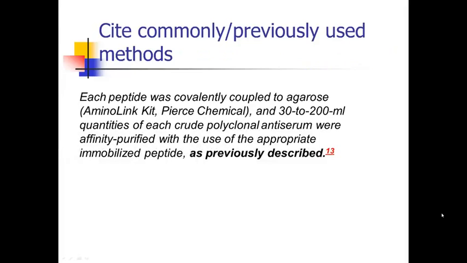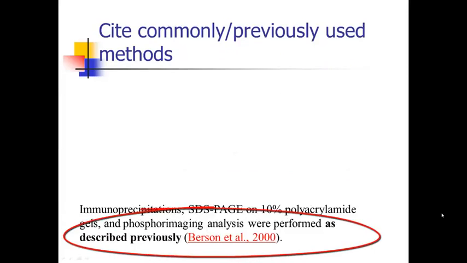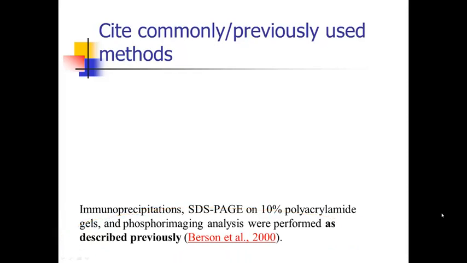Another way to make life easy for your readers is, for commonly used methods or things that you've already reported about, rather than going into all the details, you could refer the reader to those references, especially if it's not really critical and you don't need to walk the reader through it. So here's an "as previously described," and they give a reference. Rather than going through details of things that a lot of people in your discipline are going to know, you can just refer them to a reference to save space.